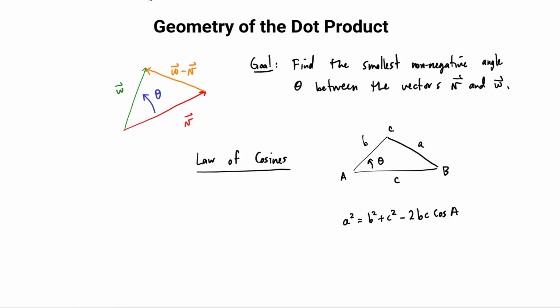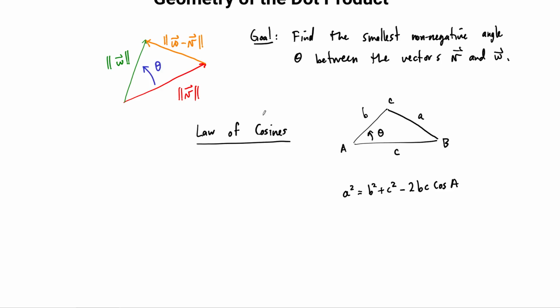So what we need to do now is go back to our triangle up here and add the lengths. And then we'll remember from the last lecture that we have formulas for some of these things. So let's first write out the law of cosines for our triangle.